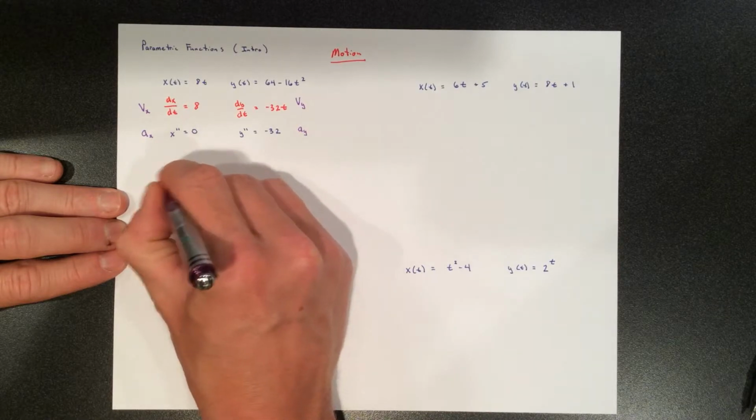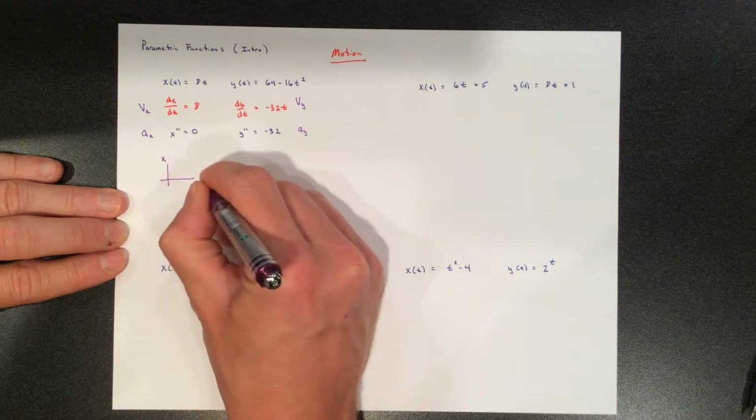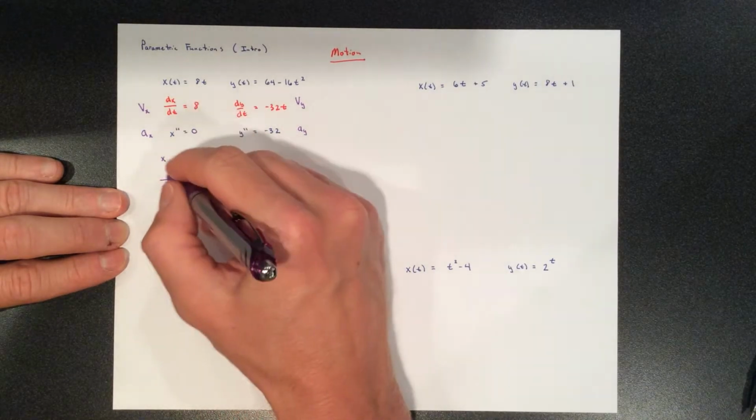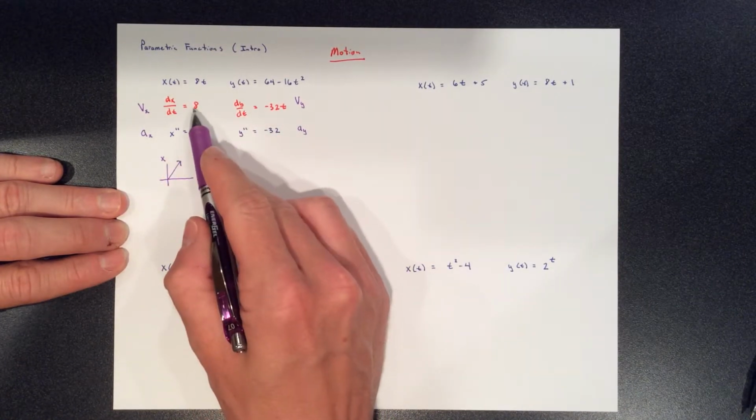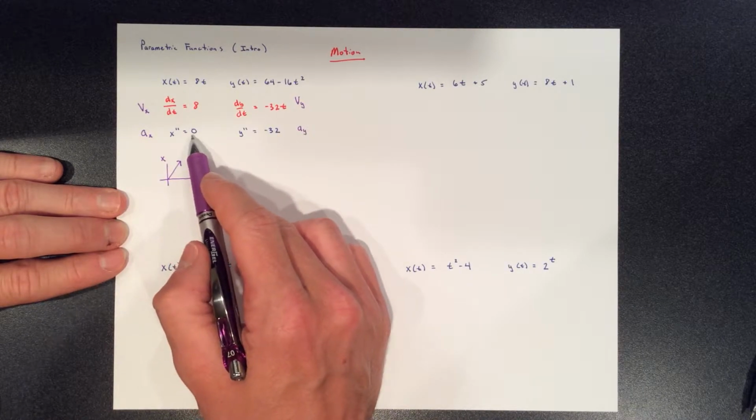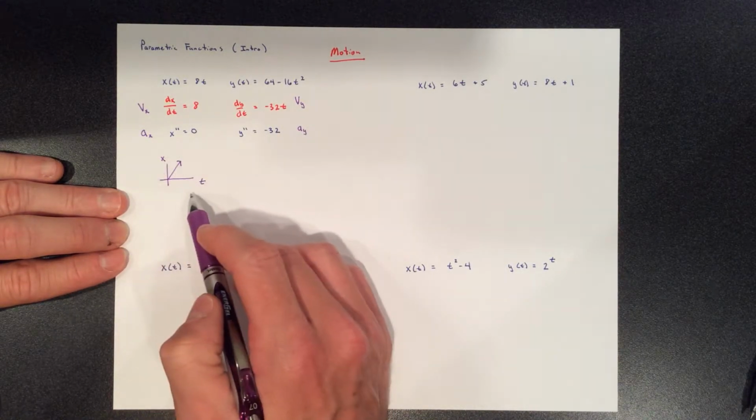If you looked at x of t as a function of time, 8t, graphing x versus t, it is just some line. It has a slope of 8 and no changing of the slope. It kind of confirms what we're doing here.